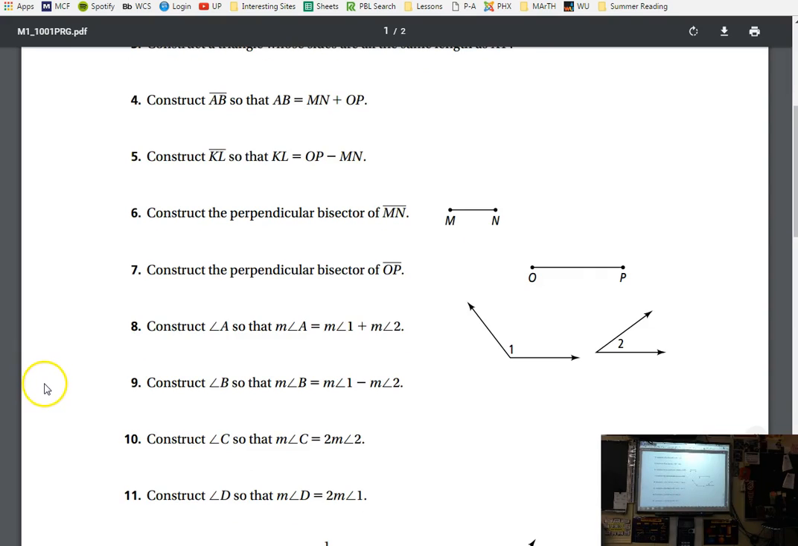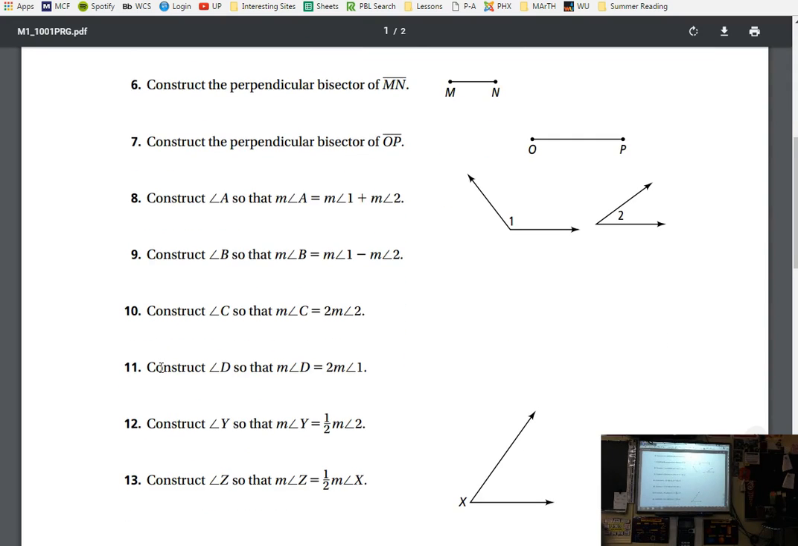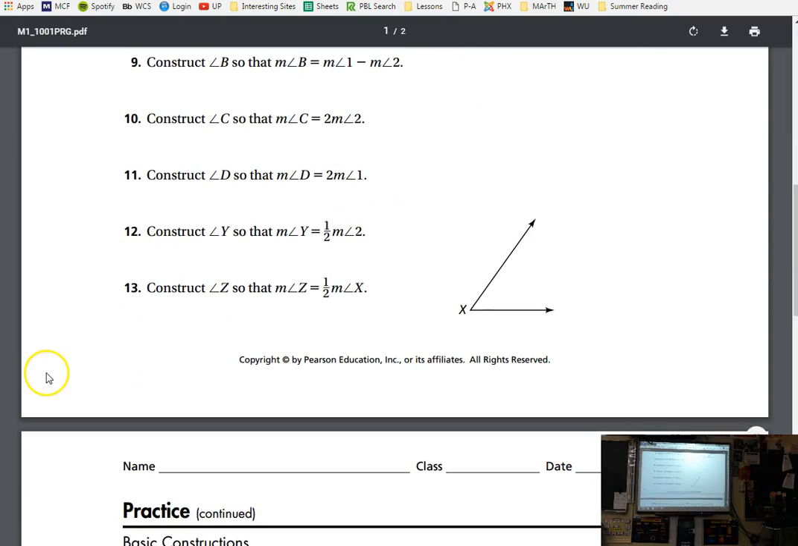So any questions on these? Anybody having issues with constructing them? If you haven't gotten here yet, it's okay. Let me know as you get to it and you need help.